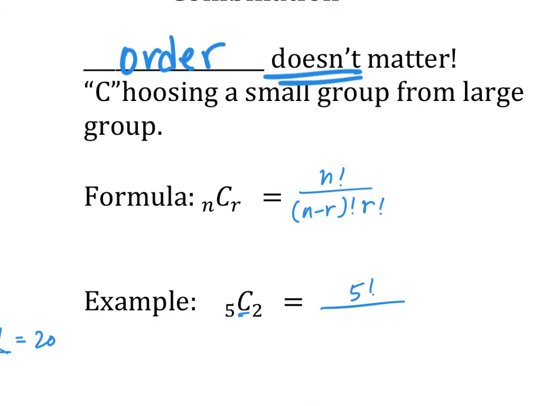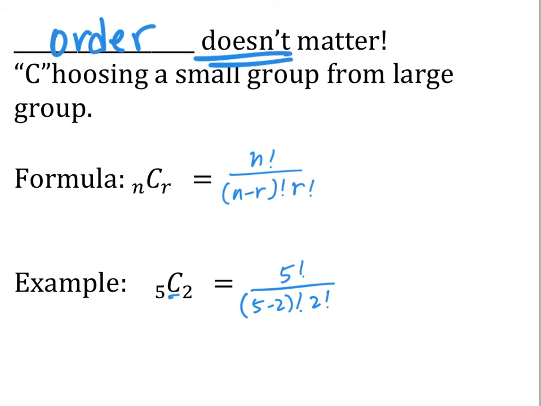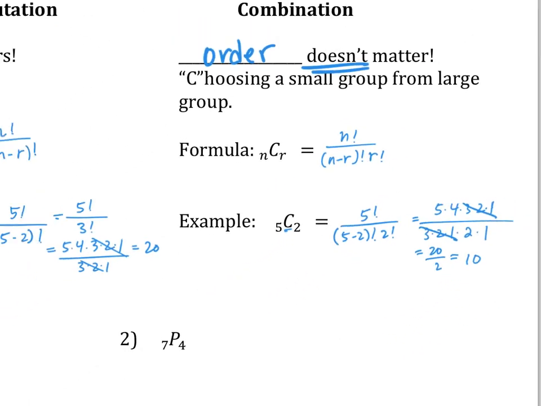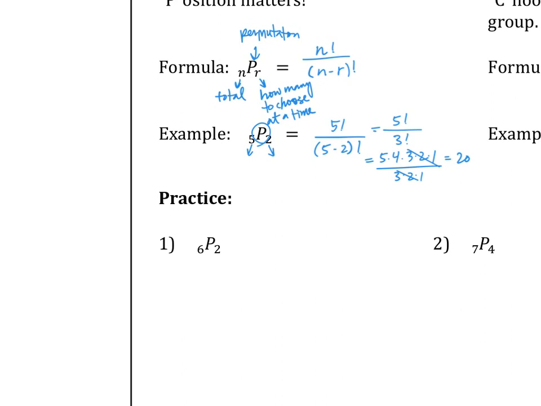So 5 factorial over 5 minus 2 factorial, and then divide by 2 factorial. So let's go ahead and do this one. So 5, 4, 3, 2, 1. 5 minus 2, we already know that's 3 factorial. So 3, 2, 1. And then 2 factorial is 2 and 1. So these cancel out again. 5 times 4 is 20 divided by 2. So this is 10. All right, go ahead and pause the video and give these 2 a try. All right, these are the answers for this practice.